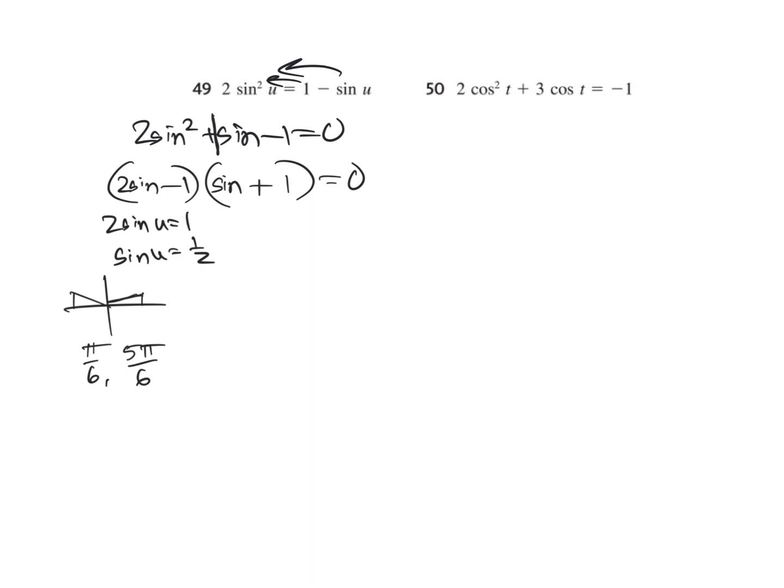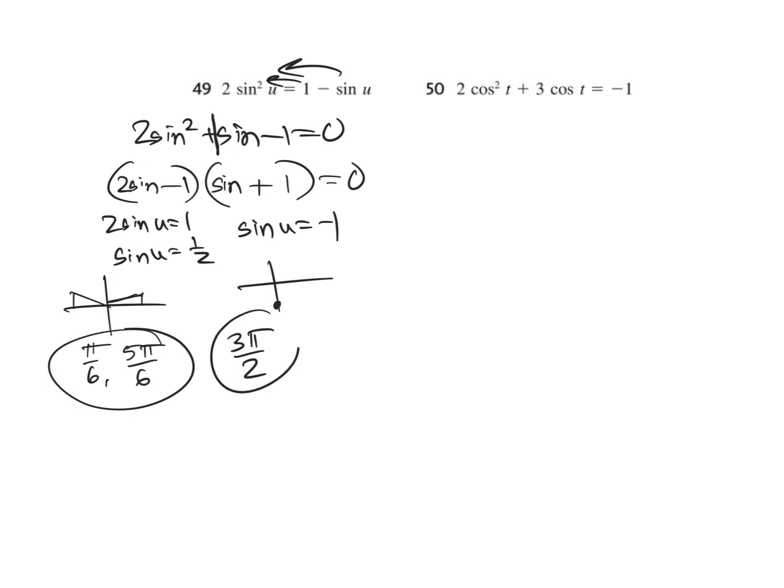And if you add 2 pi, you're past the 2 pi. And then here we have the sine of u equal to negative 1. Where's the sine of y value negative 1? Down here at 3 pi over 2. So those are the only values you could have for 49.